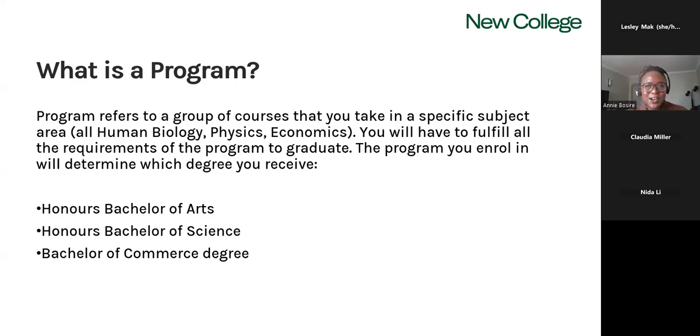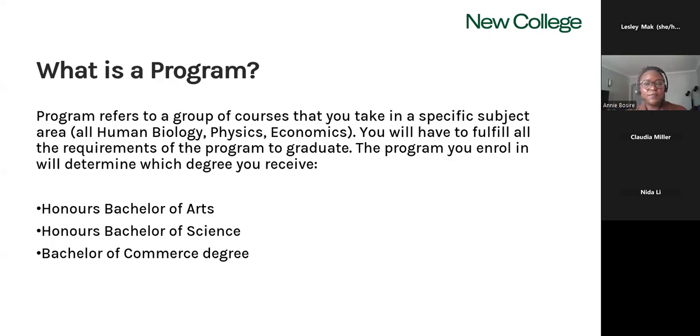So, onto the main question of our session: what is a program? This refers to a group of courses that you take in a specific subject area. You are embarking on a journey to get your degree, and you'll be living with one of the following degree types. That could be either an honors Bachelor of Arts, an honors Bachelor of Science, or a Bachelor of Commerce degree. All degrees awarded by the Faculty of Arts and Science require and are defined by the programs of study a student completes as a degree requirement. These programs identify the subject areas the student has pursued and completed.